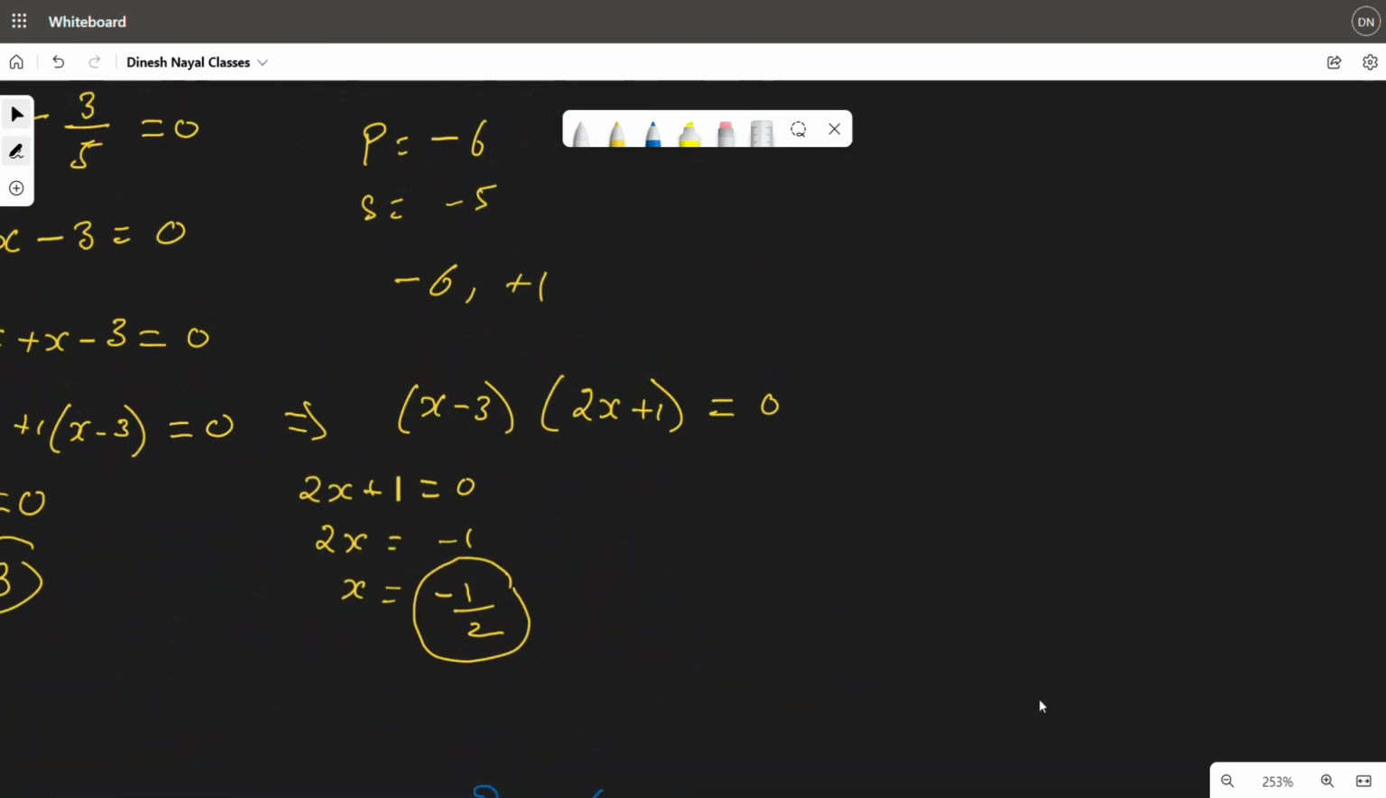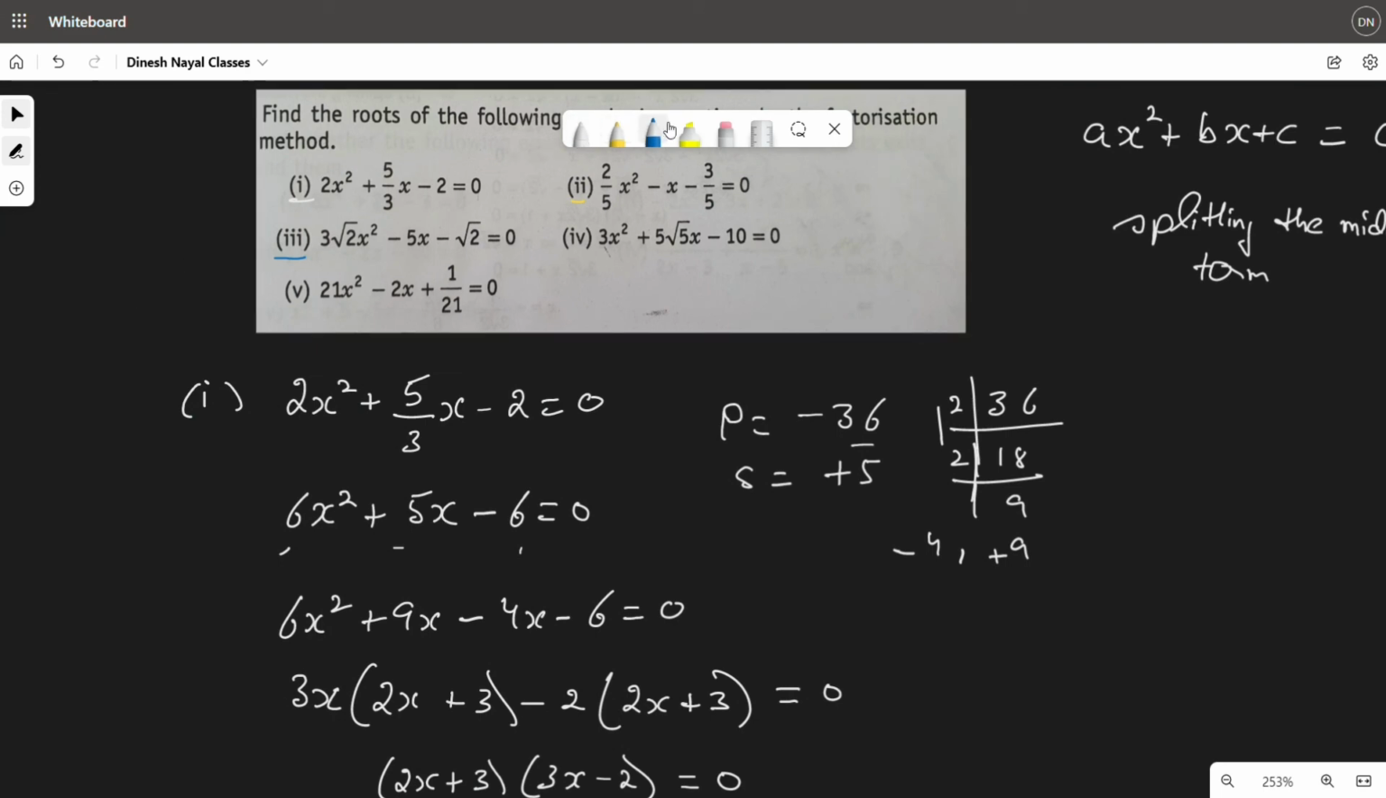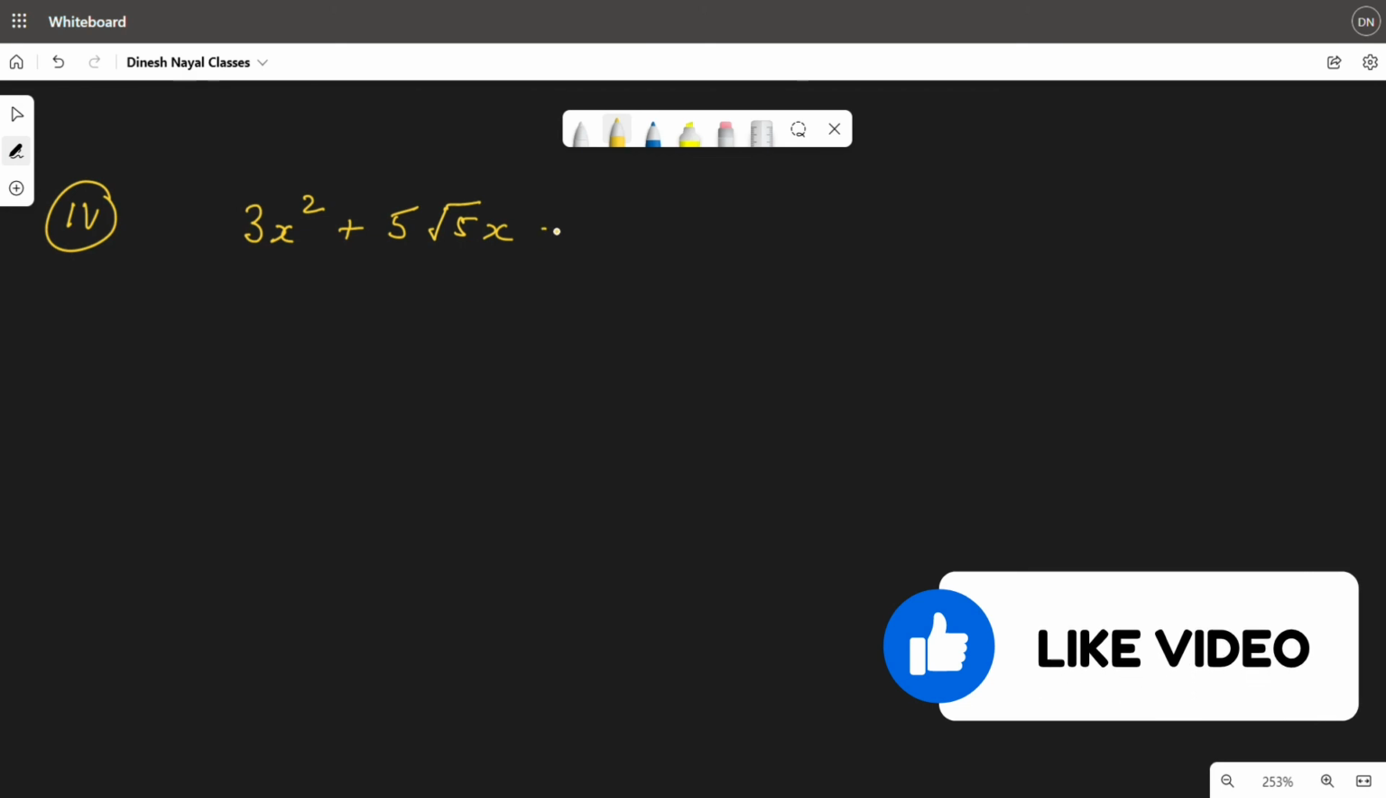So coming on to the next part, which I think is the fourth part. Yeah, fourth part. So this is 3x square plus 5 root 5x minus 10 equals 0. So doing it over here. Our fourth part is 3x square plus 5 root 5x minus 10 equals 0. Now again splitting the middle term.